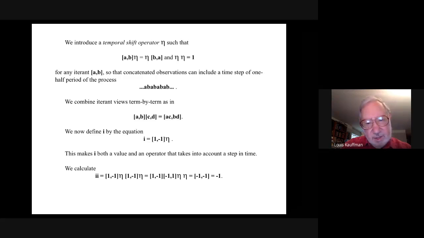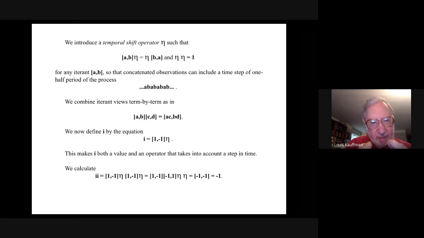The etas go away and you get minus 1. So the 1 minus 1 eta is a formalization of that idea that I have this vibrating entity, a temporal entity, and it interacts with itself, but it requires a little time step in order to do so. And that causes i squared to become minus 1. Because if you think of it as a vibrating entity, when it's 1 at one time, in the very next time it's minus 1. And so you're always interacting 1 with minus 1.